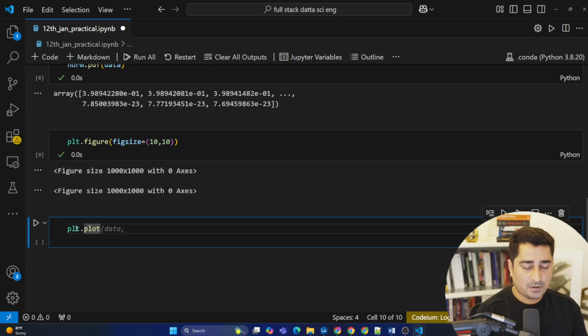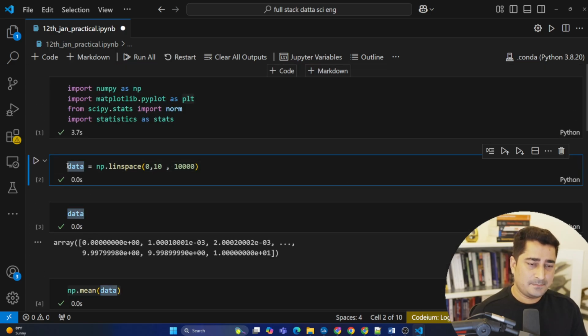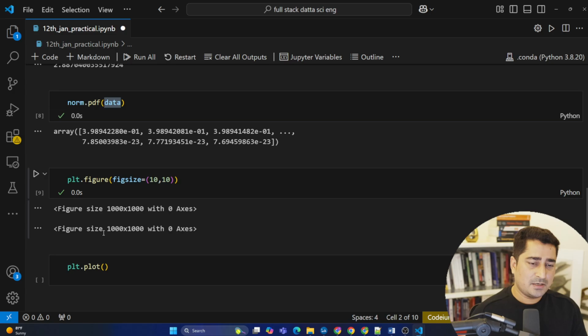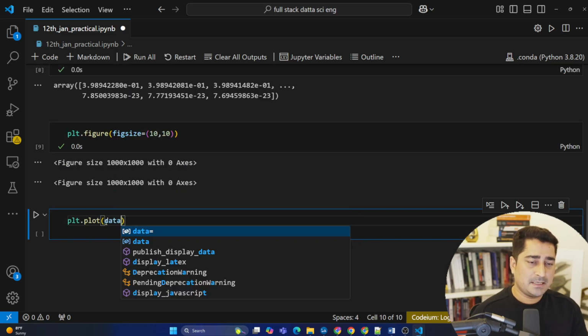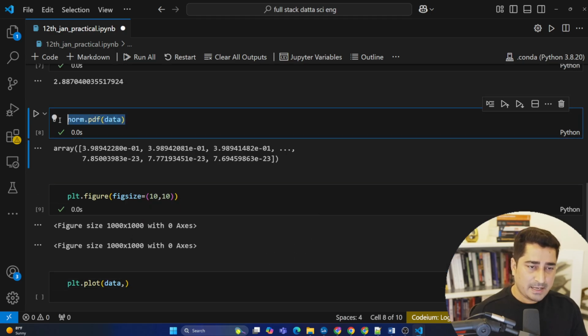So plt.plot, and inside that I can provide just my x data and y data, the x coordinate and y coordinate. So what is my x coordinate, by the way? The x coordinate is going to be my data, so I'm going to pass my data over here. And then what is going to be my y coordinate? The PDF, the probability density function result, is going to be my y coordinate.